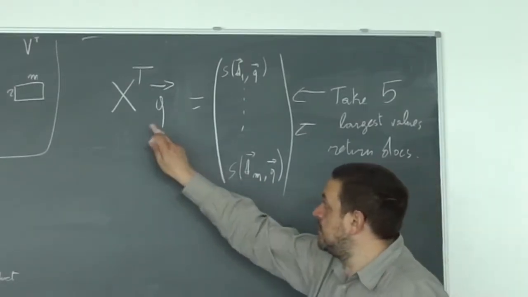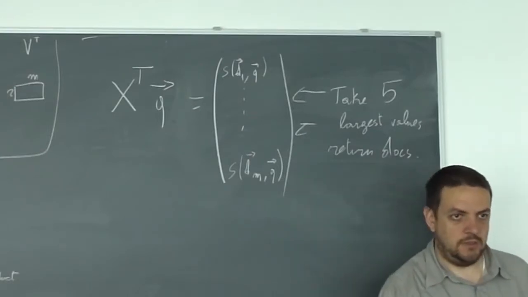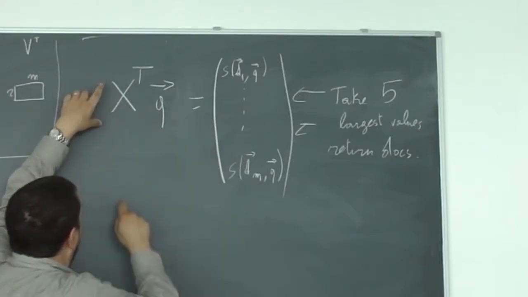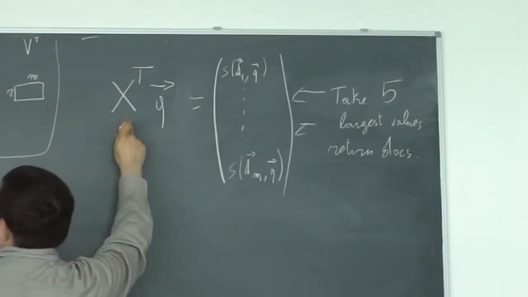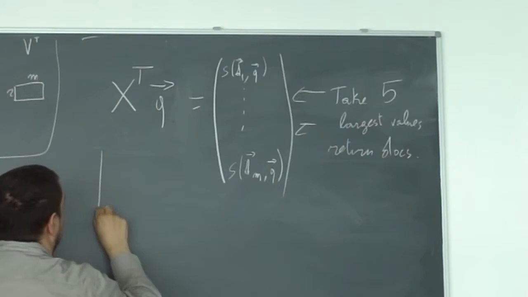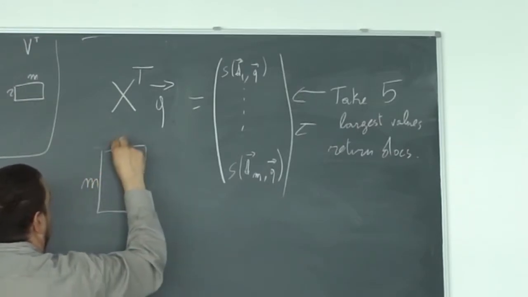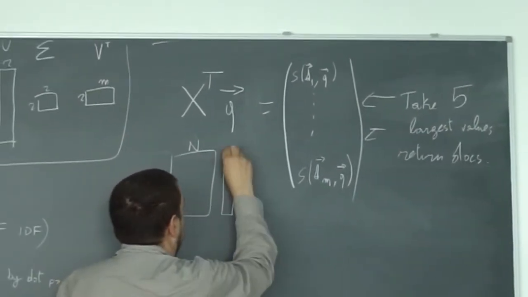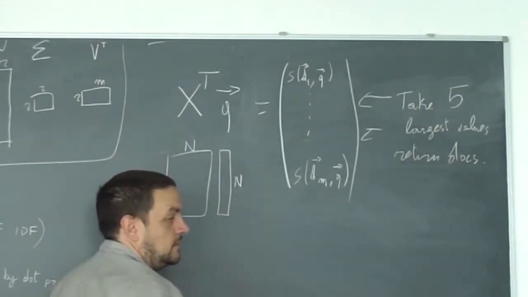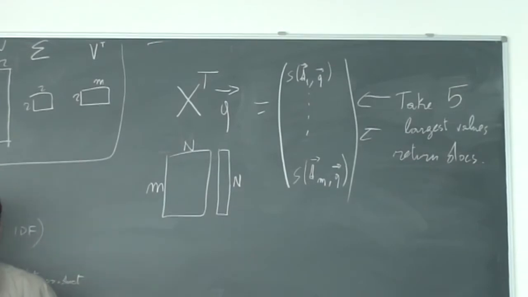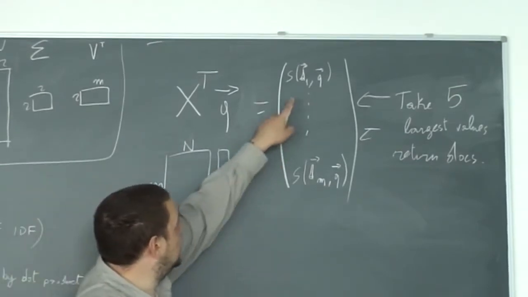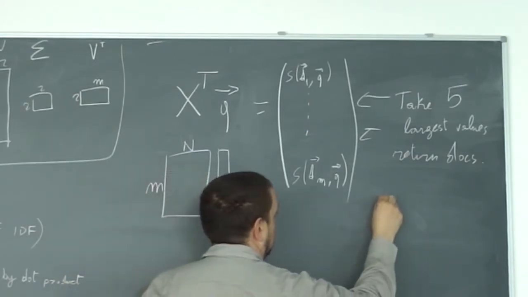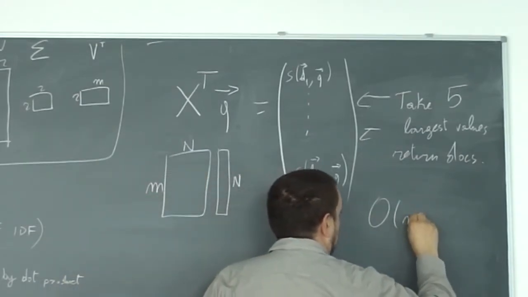Okay, what is the complexity of this operation? Of course, we are multiplying X transpose, an M by N matrix, by an N vector. So the complexity of computing this is O of M times N.